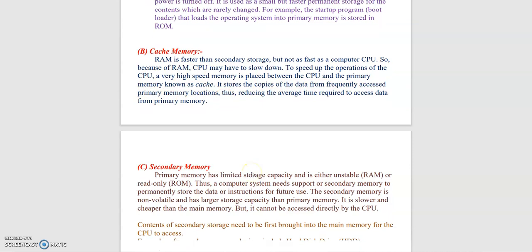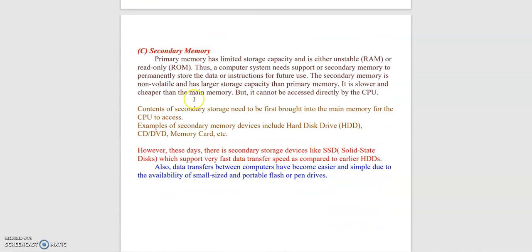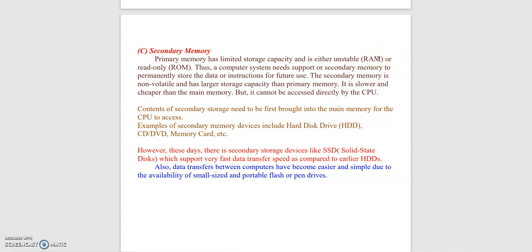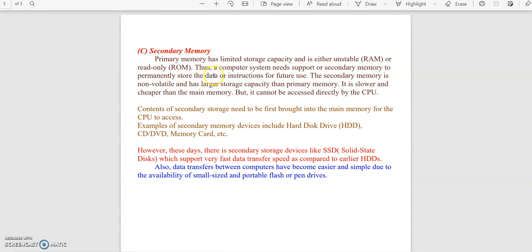Now we have the secondary memory. The primary memory has limited storage capacity and is either unstable or read-only. Now unstable, we are calling it RAM. Why? Because it is volatile. It does not store your data permanently. The moment you switch off your system, the data is wiped off. That is why it is unstable. A computer system needs support or secondary memory to permanently store the data or instructions for future use.